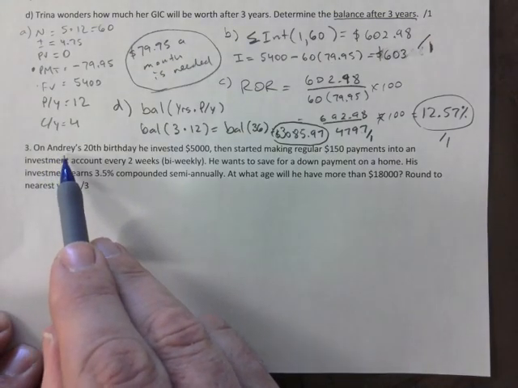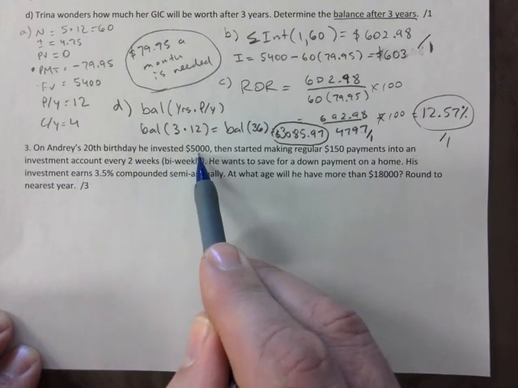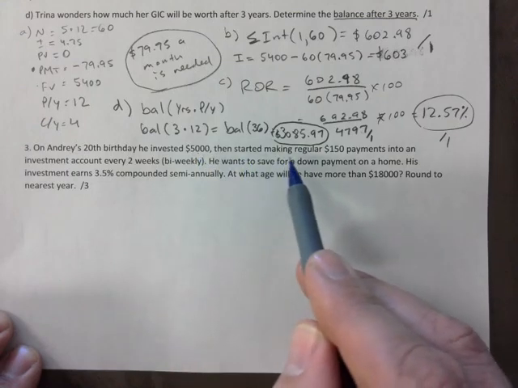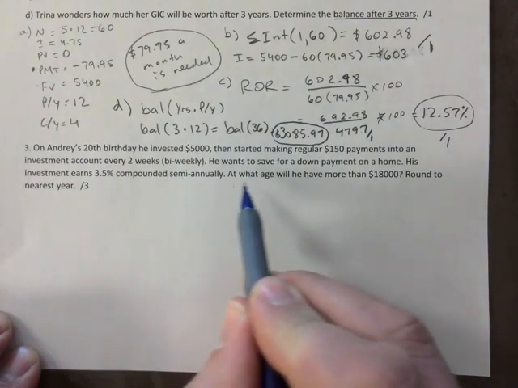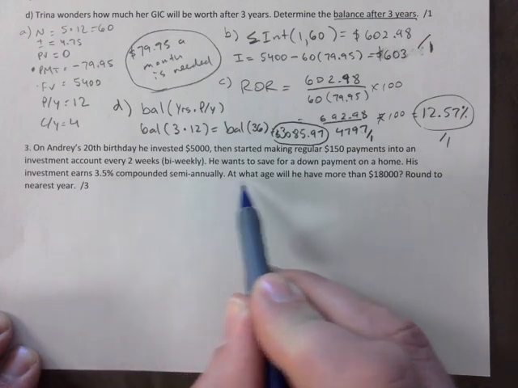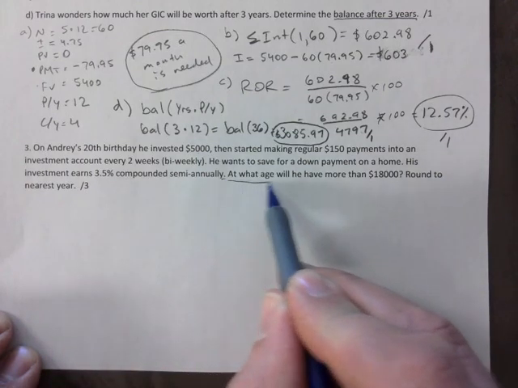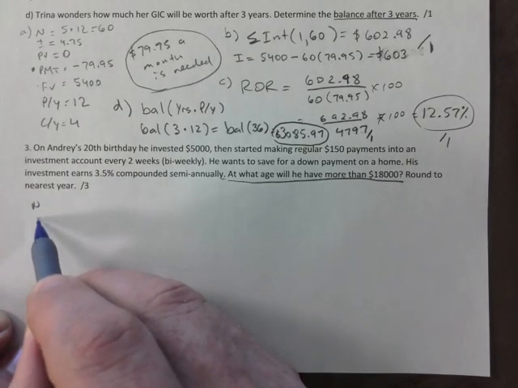Next, 3. On Andre's 20th birthday, he invested $5,000, then started making regular $150 deposits every 2 weeks, with a 3.5% interest rate compounded semi-annually. At what age will he have more than $18,000? Round to the nearest year. So let's do that.